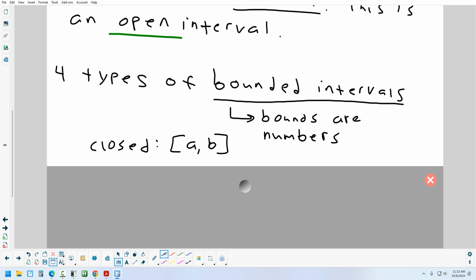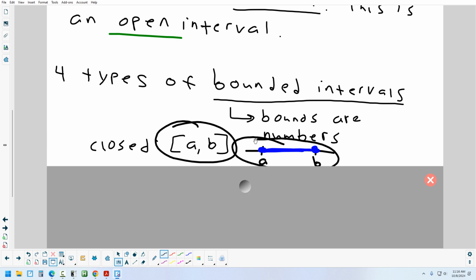When you put a bracket on the A and a bracket on the B, does that mean you include it or don't include it? You include it. So if you wanted to think of it on a number line, it would look something like this. Include A, include B, shade everything in between. These represent the same two things. This is called an interval. This is called a graph. But it's two ways of saying the same thing.